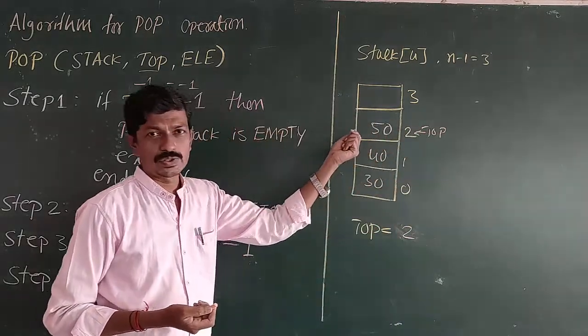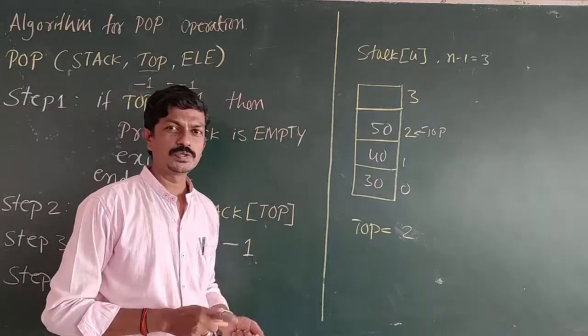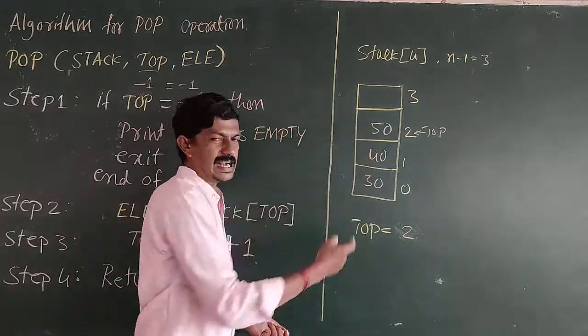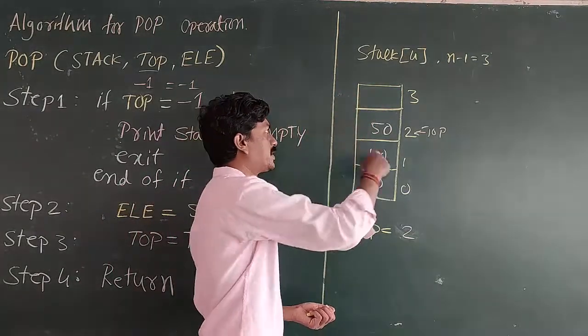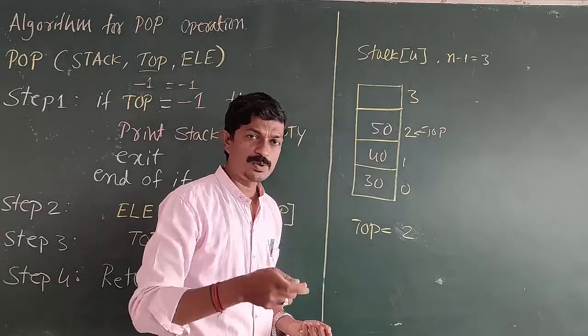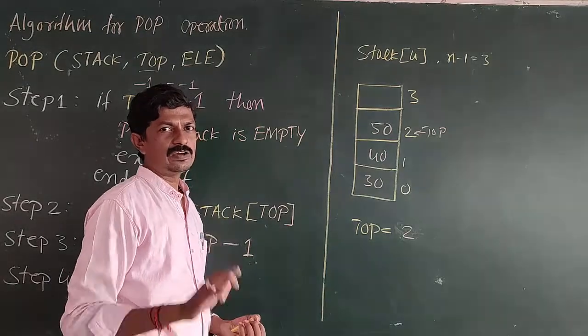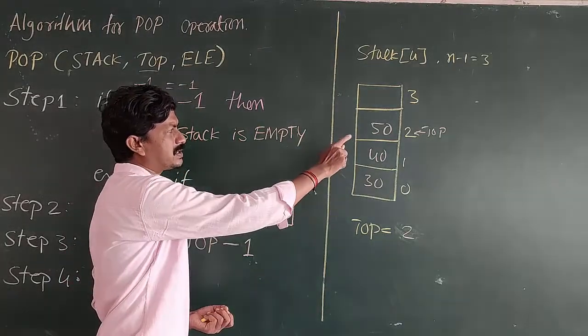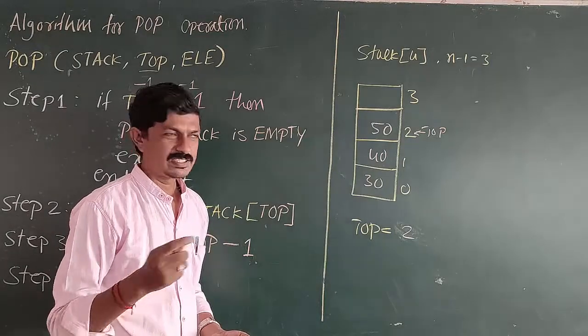Top pointer is pointing to the second index because top is a pointer which is always pointing to the topmost element of the stack data structure. If I insert one more element, then top is pointing to the third index. If I inserted only 2 elements, then top is pointing to the first index. It's a simple concept: top is a pointer which is pointing to the topmost element of the stack data structure.